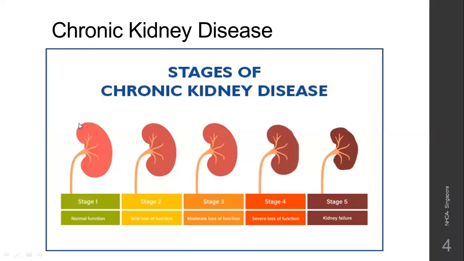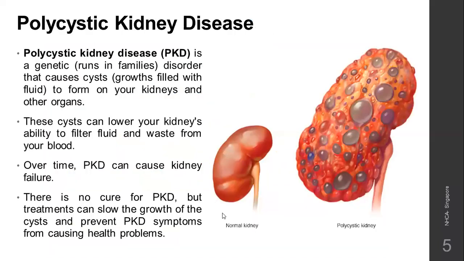From normal function to stage 3, it can be any kidney disease, which we will discuss later on. Any of the kidney diseases can come in the stage 1 to stage 3 situation. Later, if it is untreated or the prognosis of the patient is very poor, it will lead to stage 4 and stage 5.